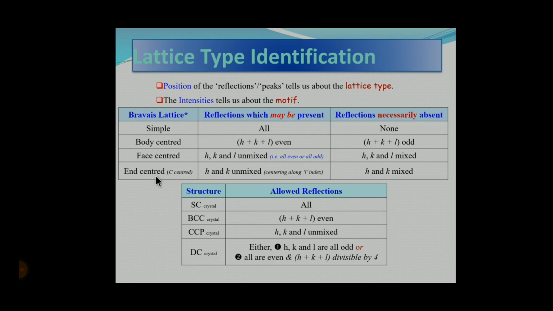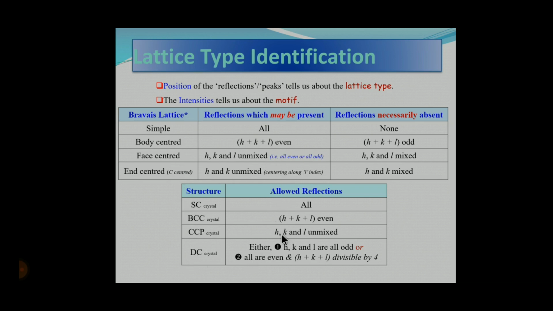And in the case of edge-centered, any two indices will be unmixed, right? For centering along the L index, that is, in the HKL Miller indices, if the atoms are along the Z axis or the third axis, the other two indices should be unmixed. That means H and K should be all even or all odd in the case of centering along the L index, that is, if the presence of particles is along the Z axis. But in the case of the X axis, K and L should be unmixed. Okay, all others will be absent. And as you can see here, cubic close packing is similar to face-centered close packing.